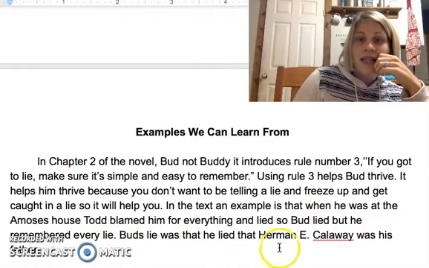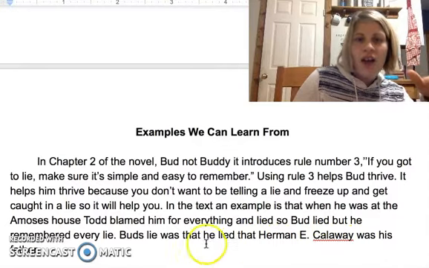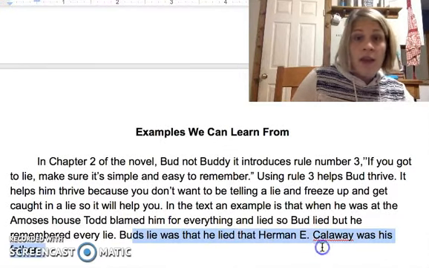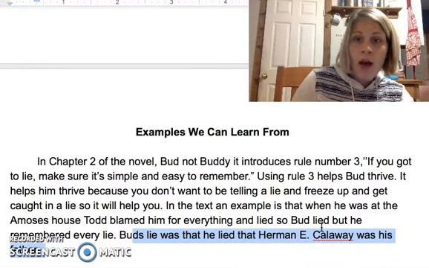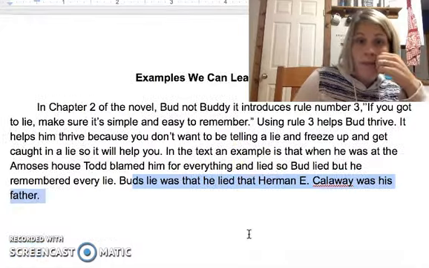Bud's lie was that he lied that Herman E. Calloway was his father. Okay, this is a whole other example, and it's a good one. They should go on and explain how that lie helps him thrive, that he could remember that lie.